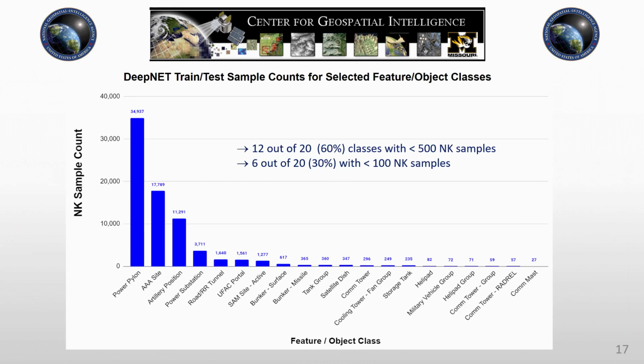So for North Korea samples, we have, obviously lots of power pylons, but 12 out of the 20 feature object classes that we selected had less than 500 North Korea samples, and 6 out of 20 or 30% had even less than 100. So some of these are fairly rare, at least within our data holdings, and they're actually fairly rare in general. Especially in terms of the data that we had available to us in North Korea.